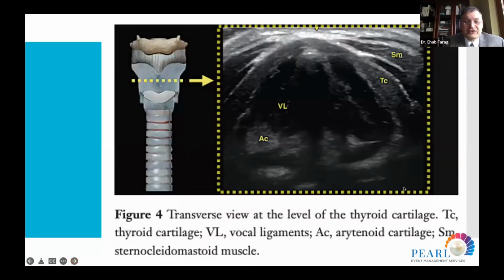Here we go through the thyroid cartilage, and this is a transverse view through the thyroid cartilage. We can see the arytenoid cartilage. We can see the vocal ligament. Vocal ligaments usually are hyperechoic, and we can see here the vocal cords, and we have here the thyroid cartilage, and this is the sternocleidomastoid muscle.